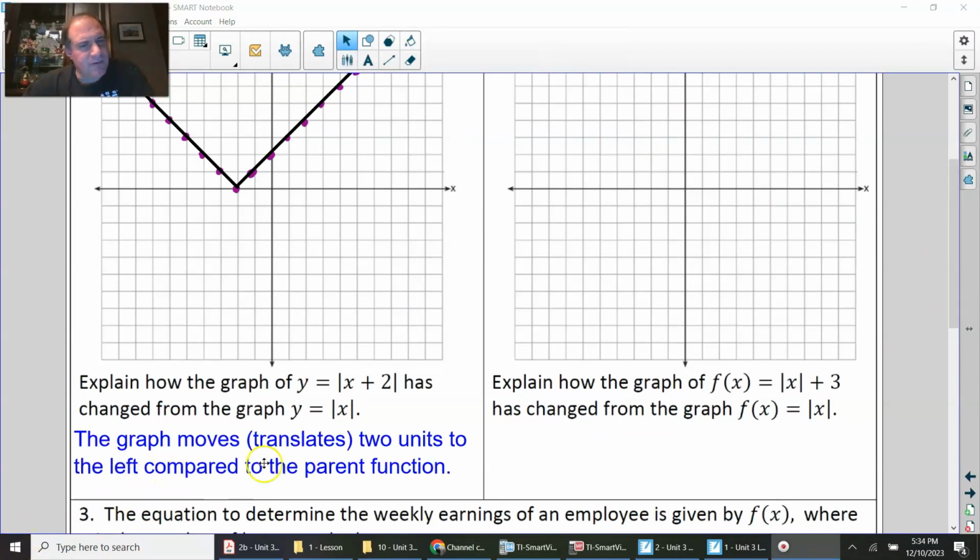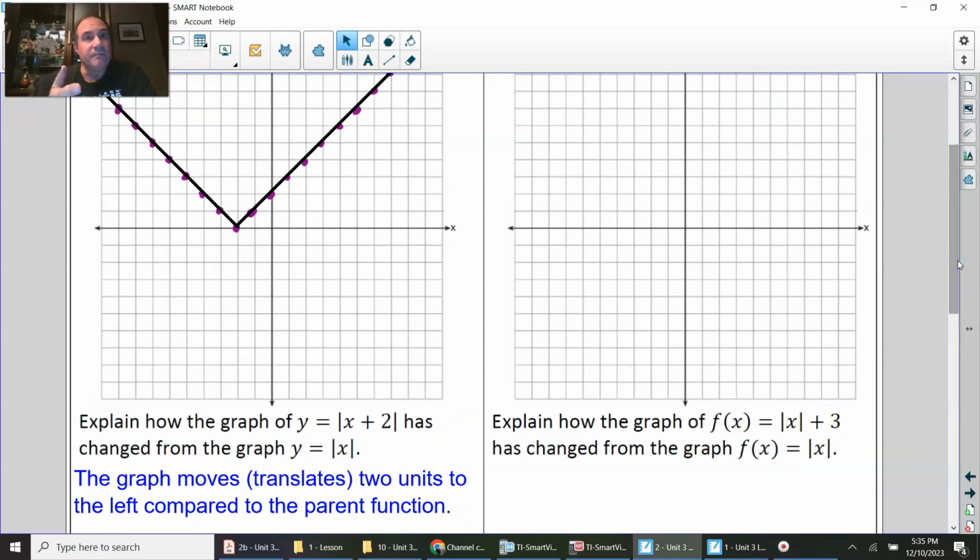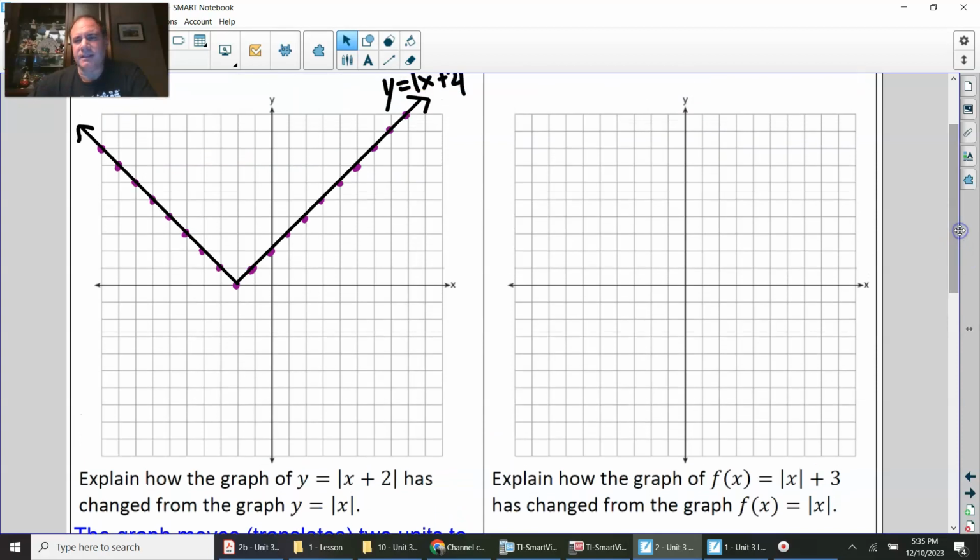And there it is. The graph moves, translates. Translates is another thing that we haven't studied yet, but translates is just a movement of a graph. And it's 2 units to the left compared to the parent function. And that's it.